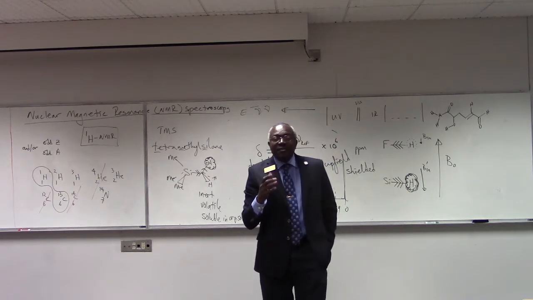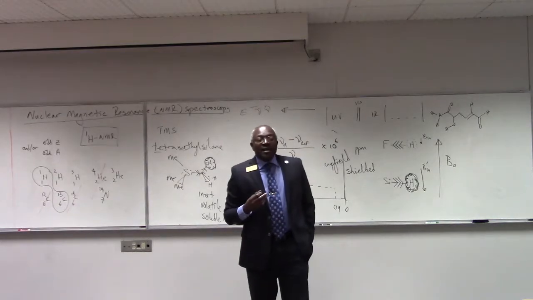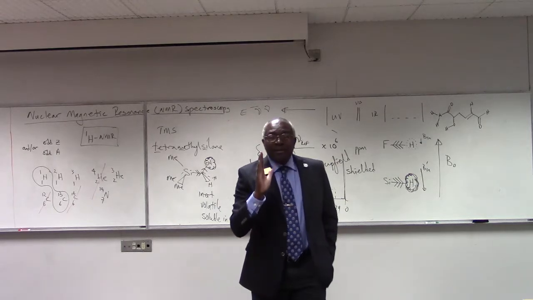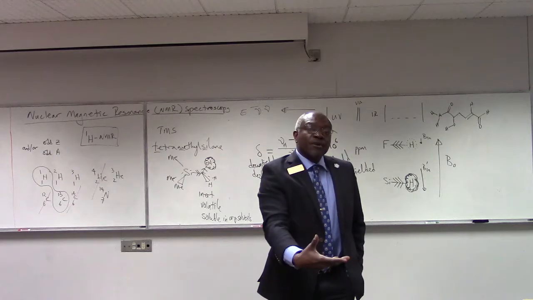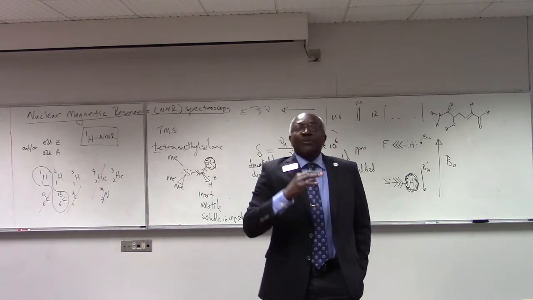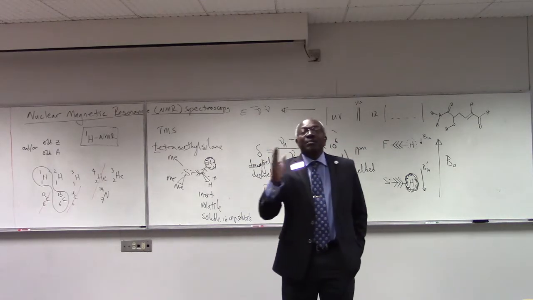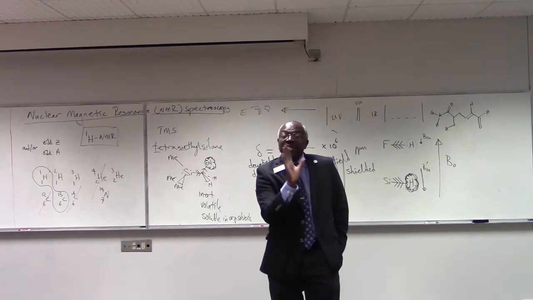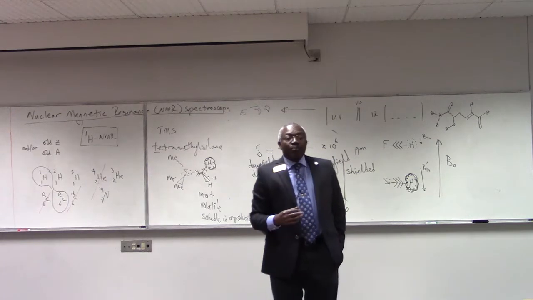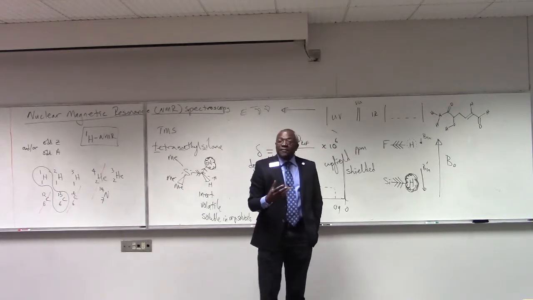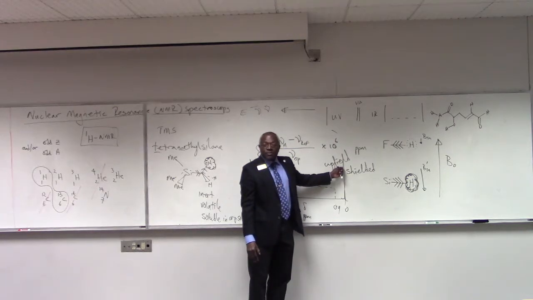The B effective, which is actually what the nucleus feels, what the proton actually feels, is determined not only by the applied field, but also by the amount of electron density around the H. The more electron density around the H, the more those electrons act in opposition to the applied field, the larger the induced field, and therefore the smaller the B effective, right? Because B effective is the difference between the applied field and the induced field.